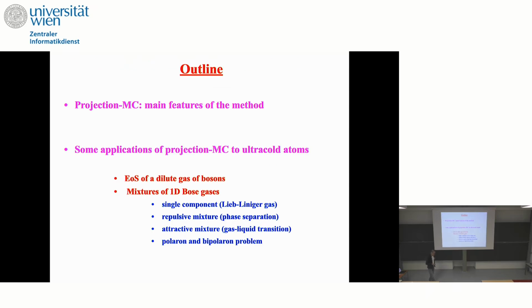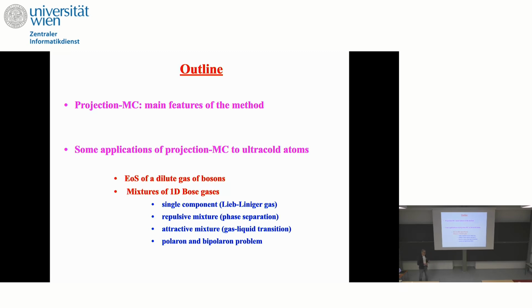So what I will discuss is, first of all, I will concentrate on projection Monte Carlo, and I will discuss what are the main features of the method. And then I will show you some applications to ultracold atoms. One is the equation of state of a dilute gas of bosons, which ties quite well with what we heard this morning. And then as a second application, I will discuss mixtures of one-dimensional Bose gases, where for the single component, we know that the equation of state can be calculated exactly, and this is the Lieb-Liniger model, which is the famous model in one dimension.